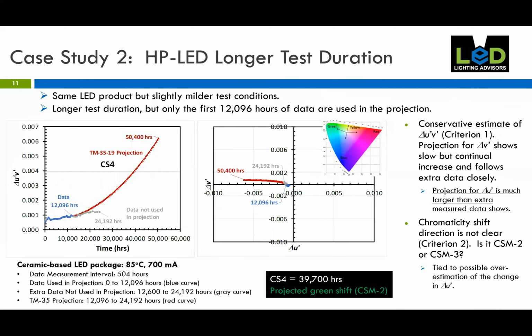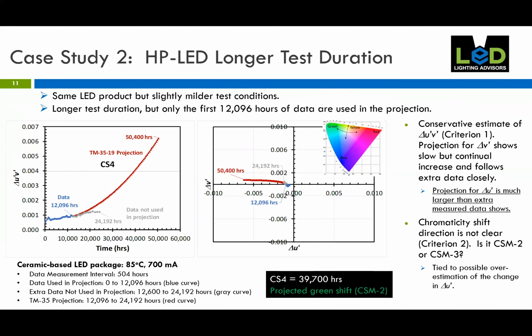Now, looking at the second case study, we based this on the same high power LED product, but looking at a longer LM80 test duration time. So the first study, we looked at 12,000 hours. In this case study, we have the LED measured at 24,000 hours, but at a lower temperature. So it's 700 milliamps and 85 C instead of 120 C.